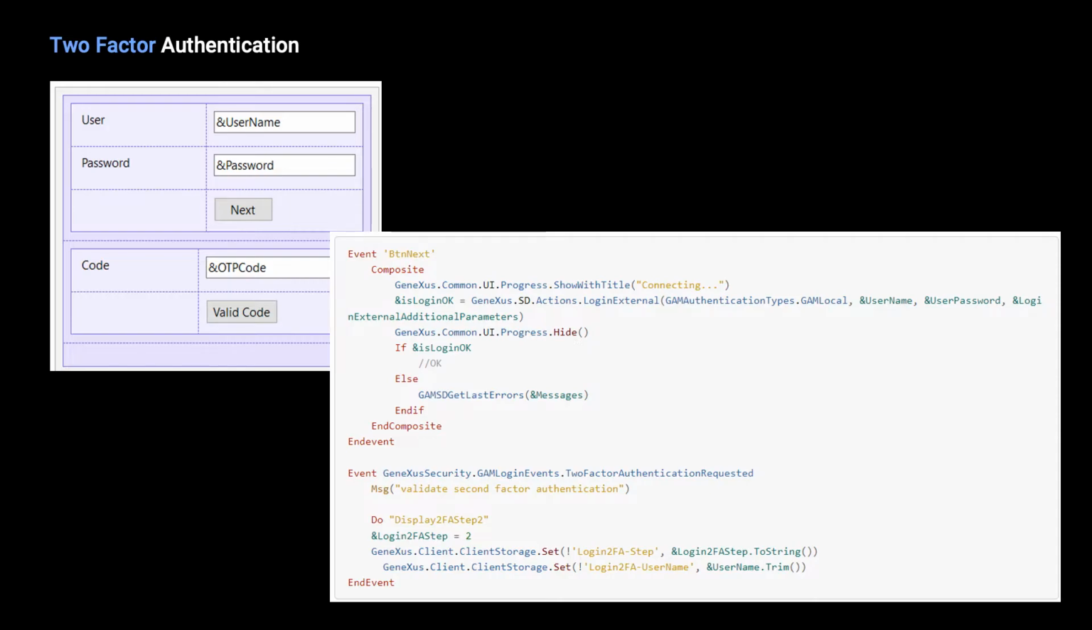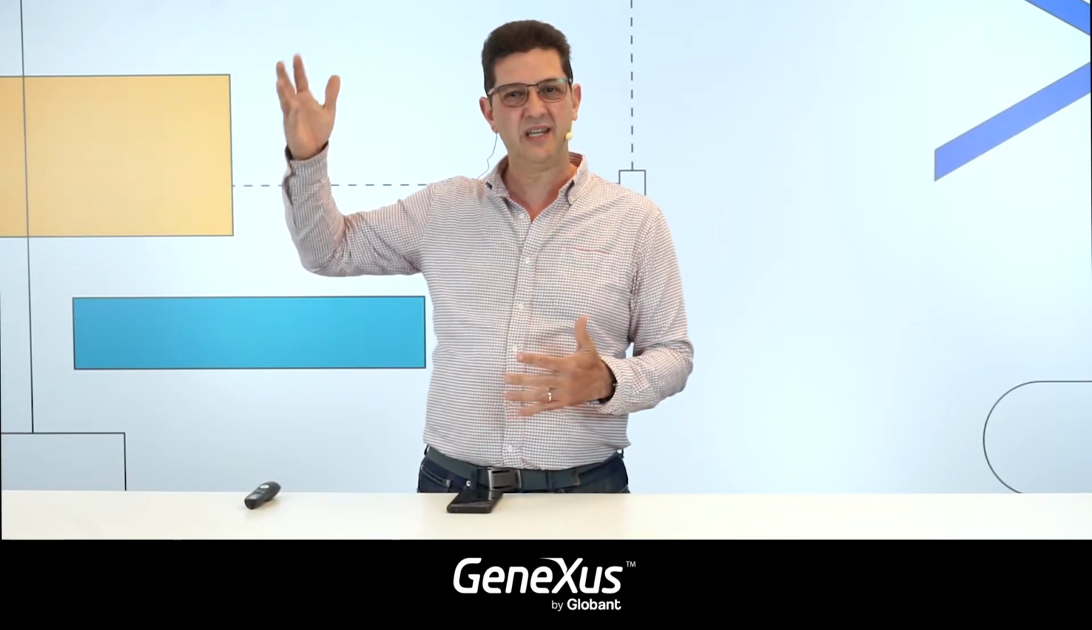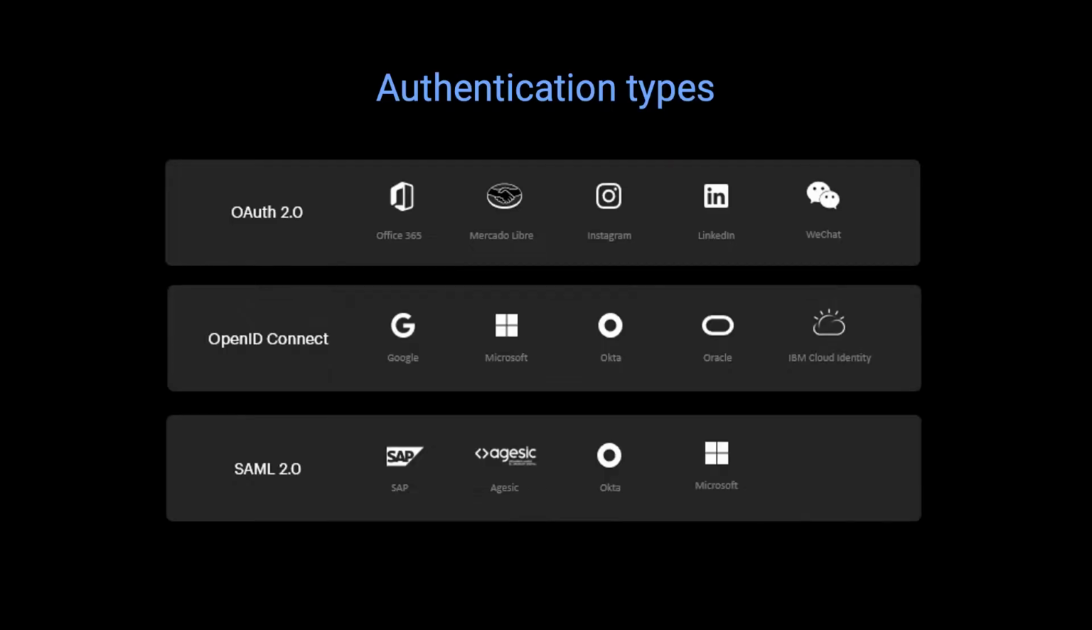For this kind of authentication, two-factor authentication, you may set it up so that it's mandatory for all users in the application, or you can just leave it optional so that users will choose whether they want to use this two-step authentication process or not. Another kind of authentication that you can use in your applications developed with GeneXus is authenticating with external providers that use different protocols. We support authentication with OAuth 2.0, OpenID Connect, or SAML 2.0.